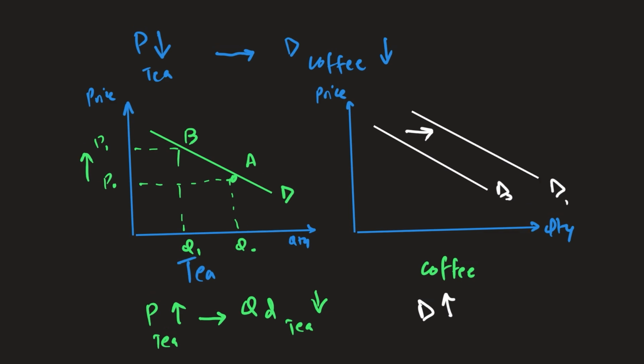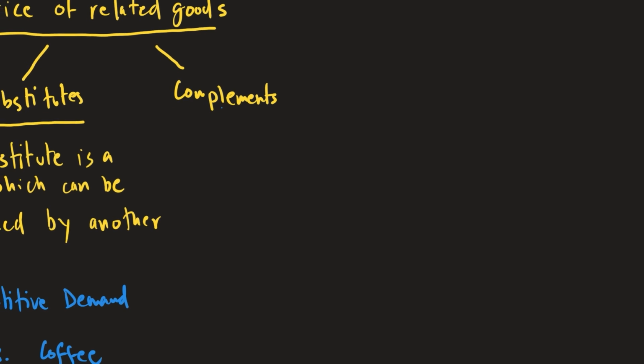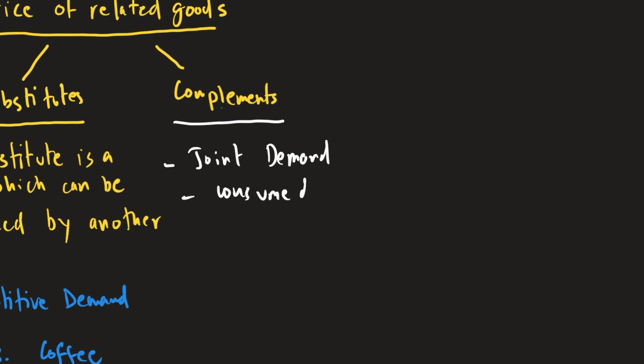Similar to substitutes, we also have what we call complements. Complements are in joint demand. And when I say joint demand, this means goods that are consumed together. We say they are consumed together because people have a consumption behavior that requires both these goods to be consumed together. For example, tea and milk. Tea and milk are a good example for a lot of countries where tea and milk is consumed together.